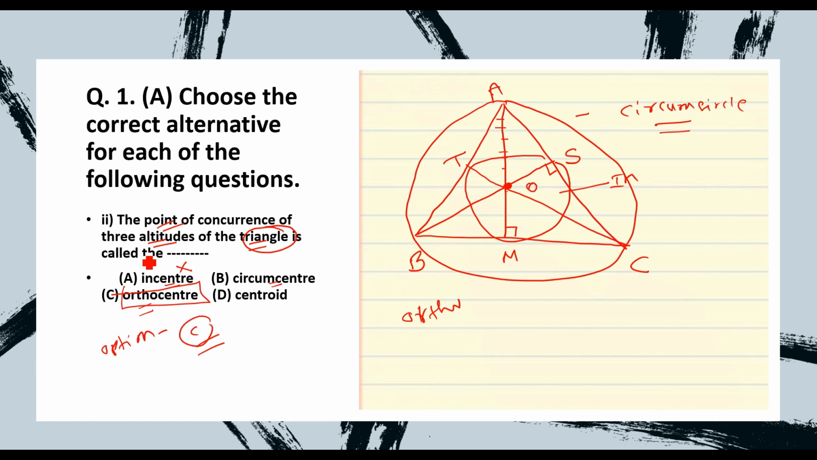You have to remember that whenever you draw any triangle, its 3 altitudes intersect at one common point.